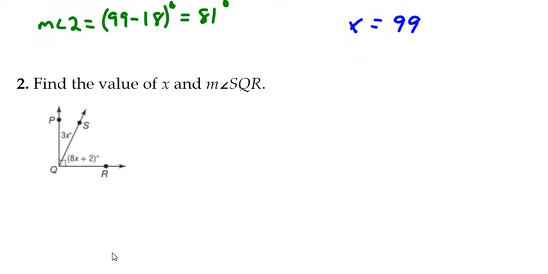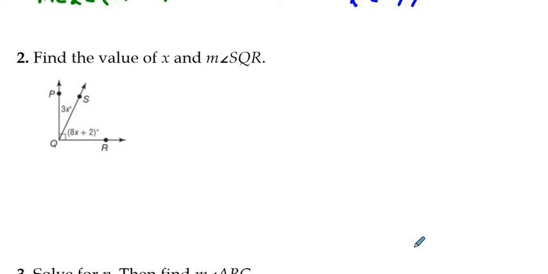Second example, let's find the value of x in the measure of angle SQR. Interesting thing here, these two rays here, ray QP and ray QR, they form a 90-degree angle. I know we haven't talked about perpendicular lines yet, but when we get there, you'll learn that these two rays are perpendicular. So think about it. This box means that this angle is a right angle. So together, these two angles, their measure has to equal 90 degrees.